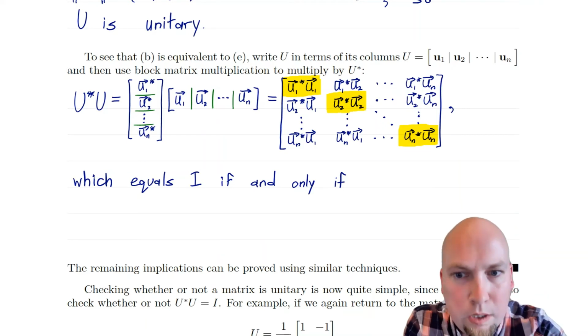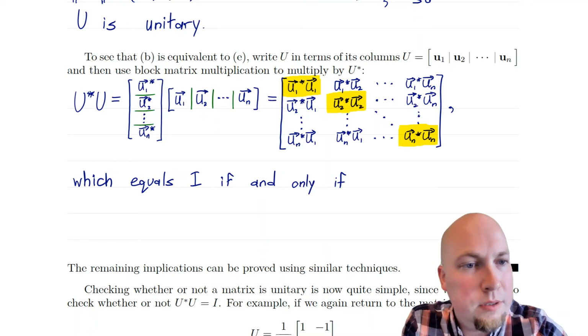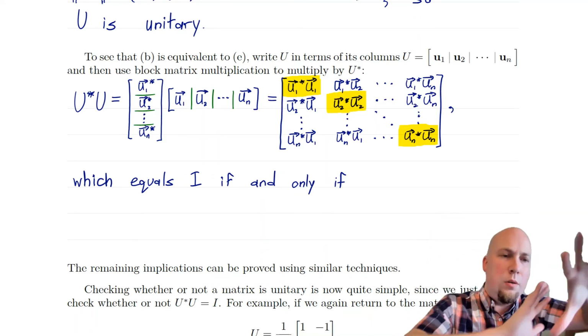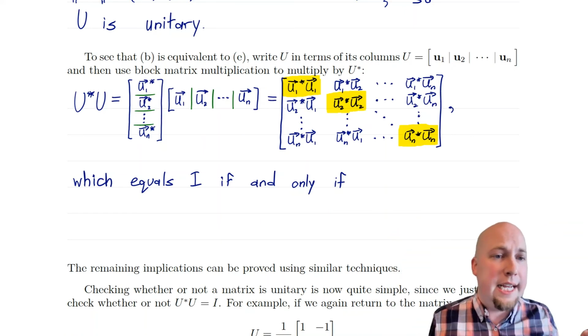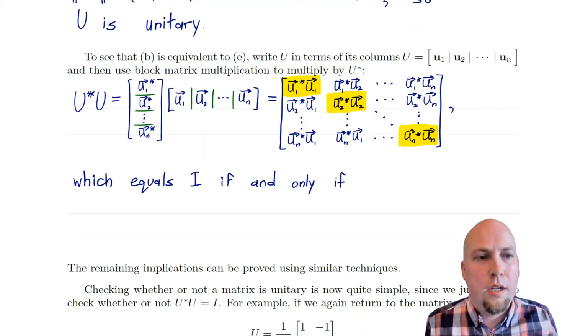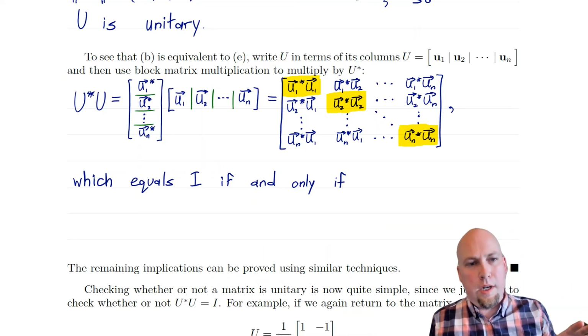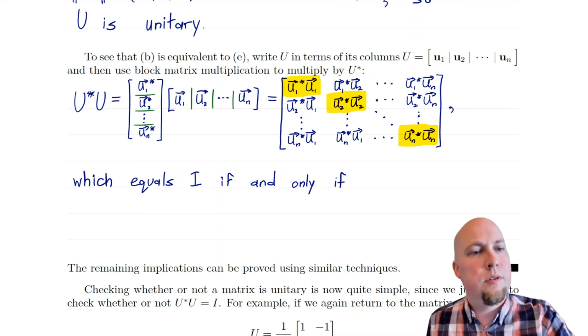Then I just go down one row. U2 star times U1 is my first entry in the second row. U2 star times U2 is the second entry, and so on until you fill out the entire matrix. So every entry, the ij entry, is just Ui star times Uj. Now we want to show that this equals the identity matrix if and only if these U's form an orthonormal basis.